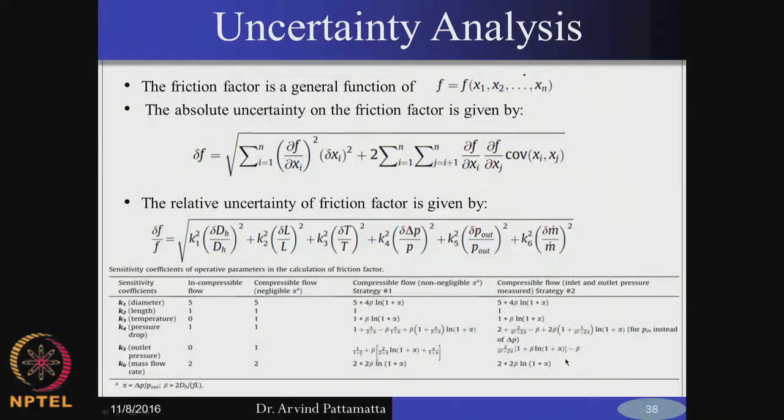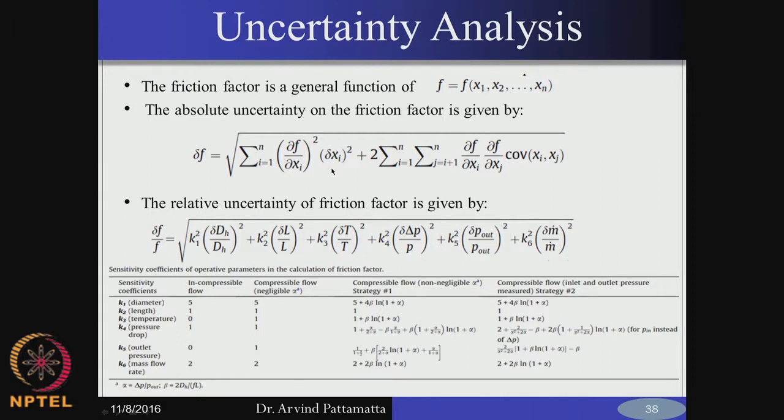Okay. So the method is pretty simple. If friction factor is a function of parameters x1, x2 up to xn, the absolute uncertainty in friction factor is the sum of the squares of all the individual uncertainties multiplied by the derivative of this particular factor on that parameter. For example, if you know df by dx1, you take the square of that, multiply it with the square of the uncertainty. You sum them over all the uncertainties and then you take the square root. This will give you the absolute uncertainty.